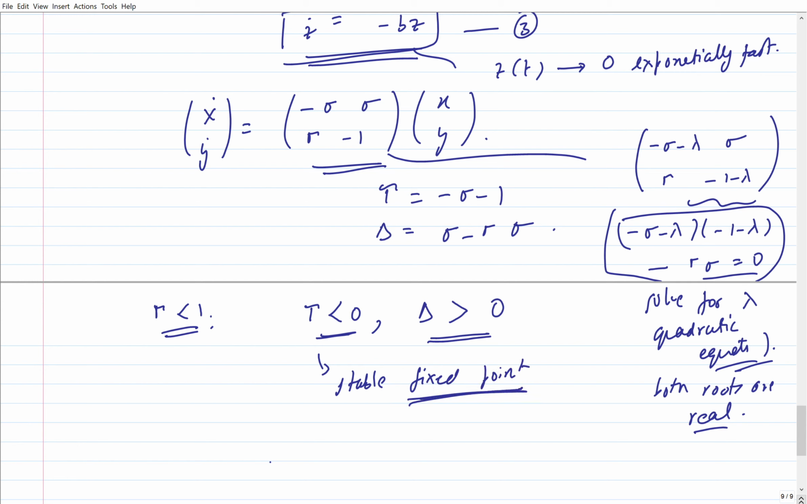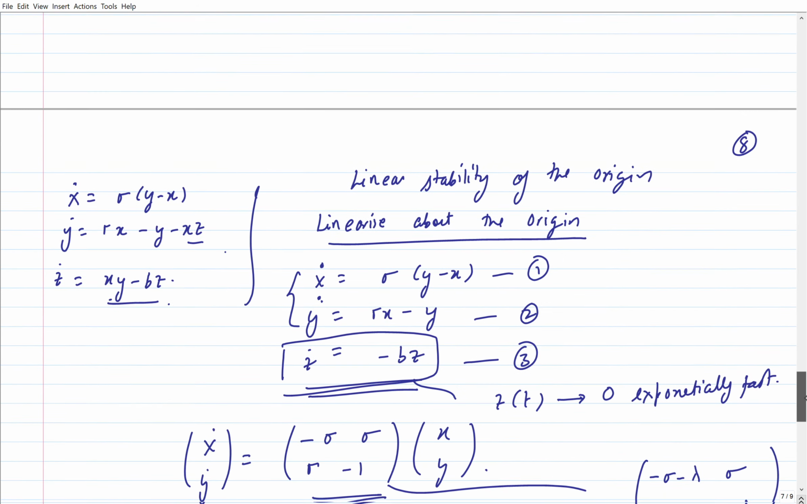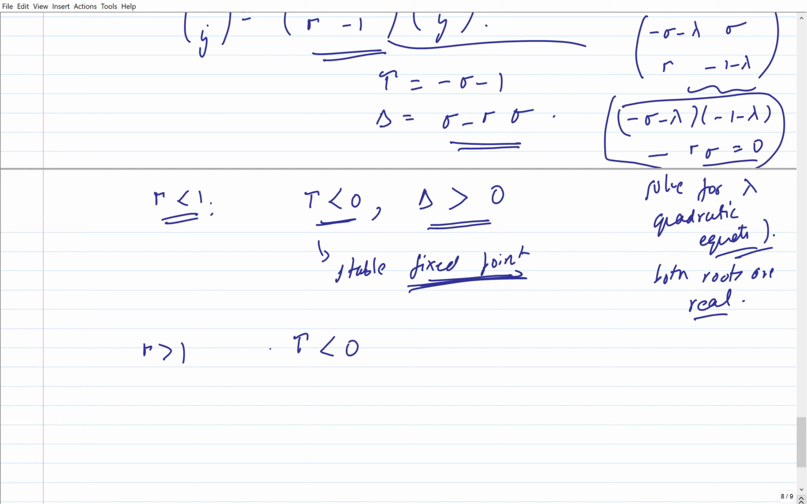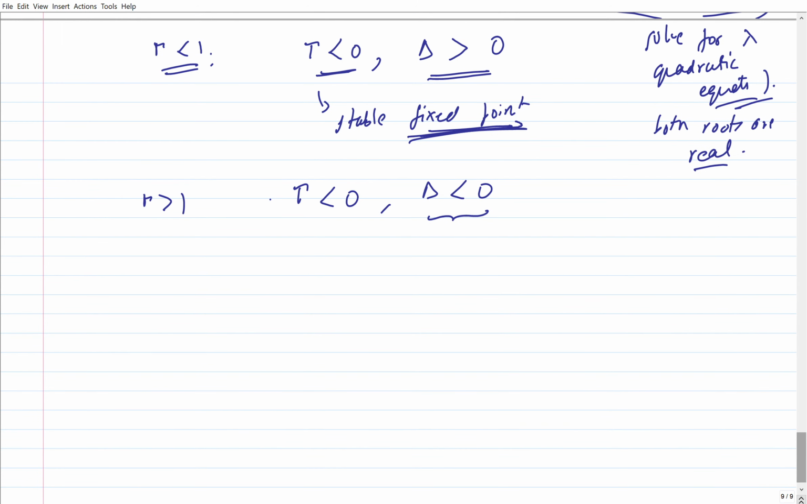So it's attracting in the x direction, attracting in the y direction, and z we already showed it was attracting in the z direction. However, for r greater than 1, the trace is still less than 0, but the determinant becomes less than 0. So now the eigenvalues have opposite signs. One is positive and the other is negative, and hence I have a saddle with two attracting directions. One is the z direction and one is this attracting direction, and I have one direction which is actually repelling. So this is a saddle.